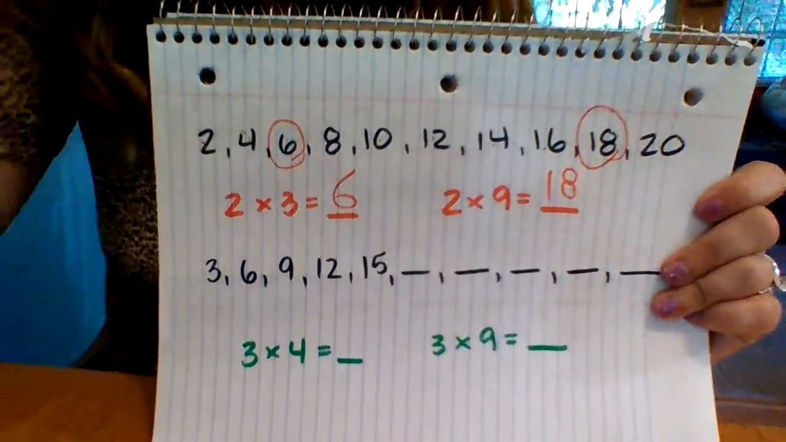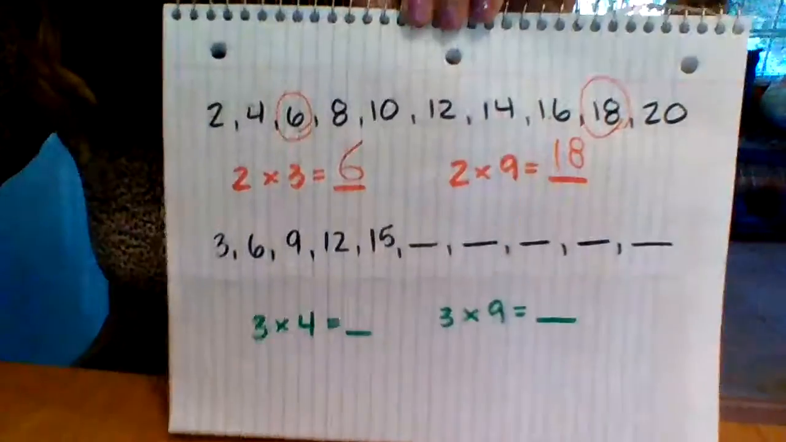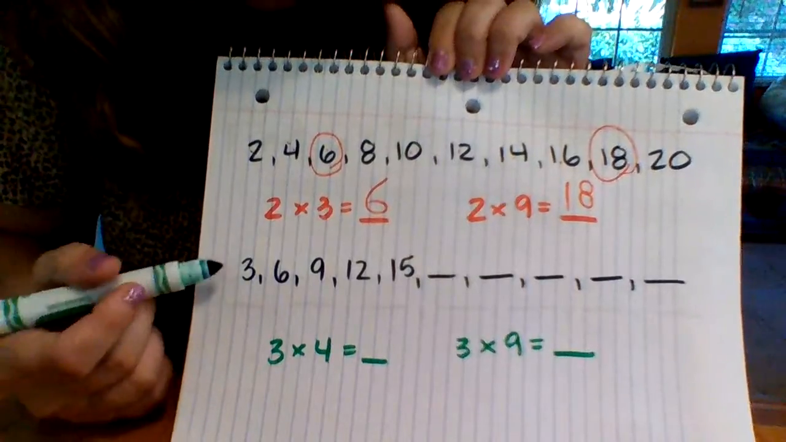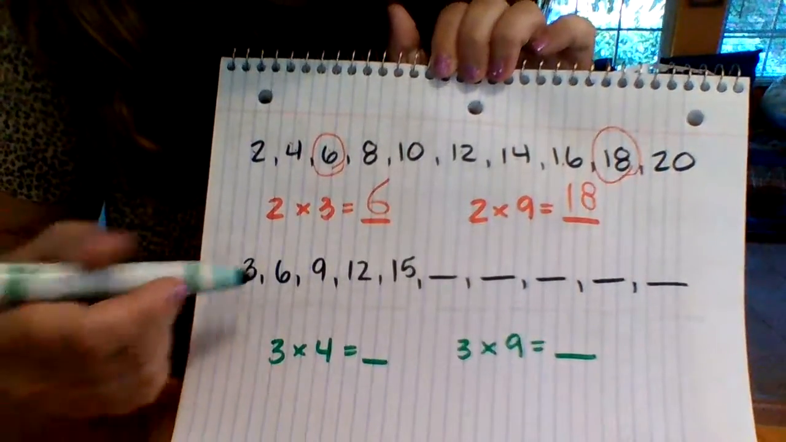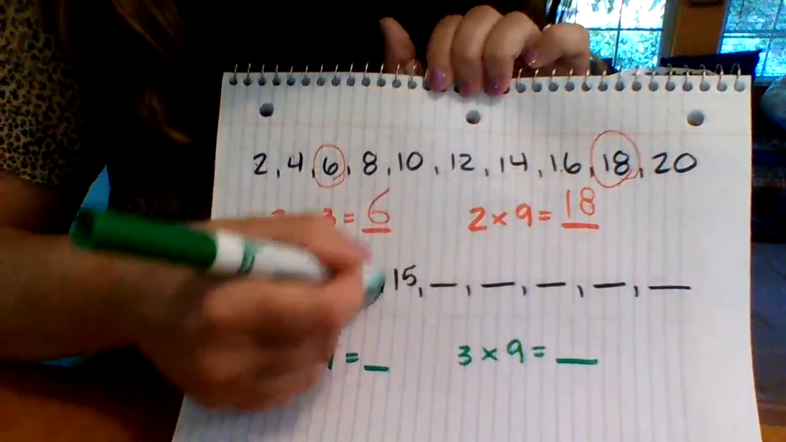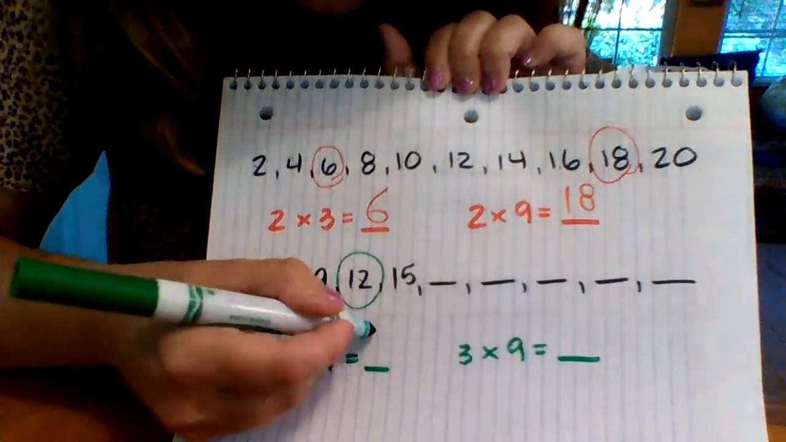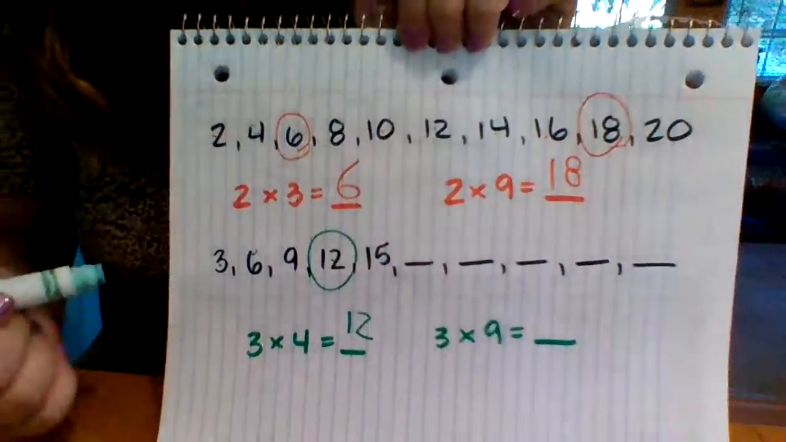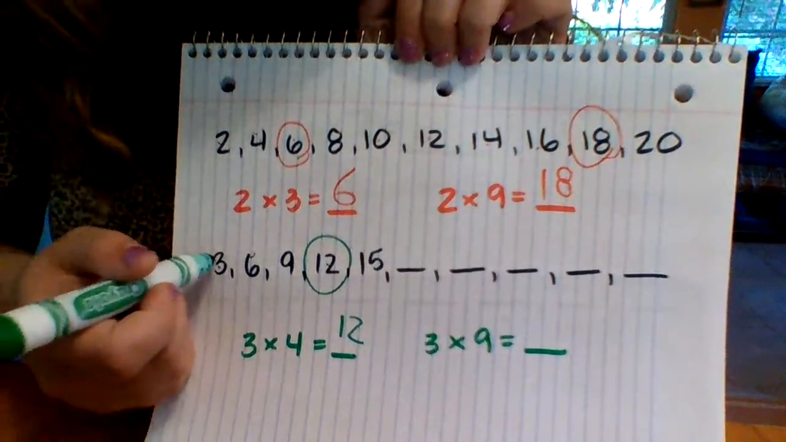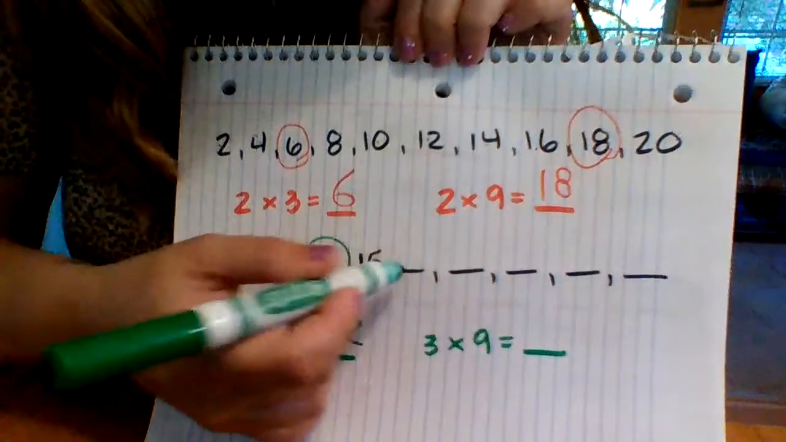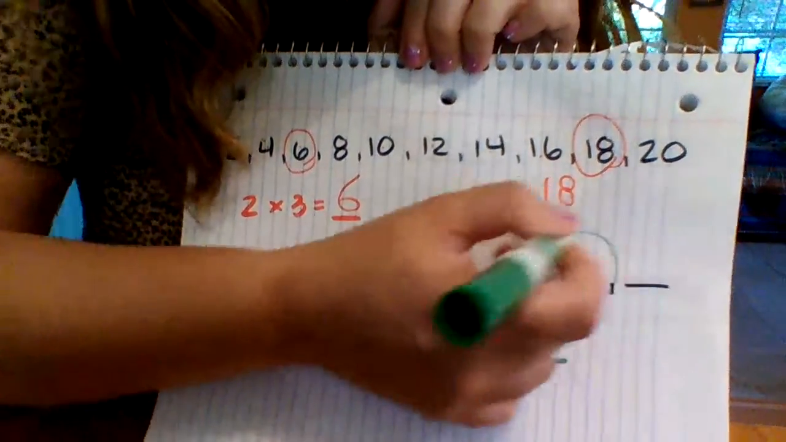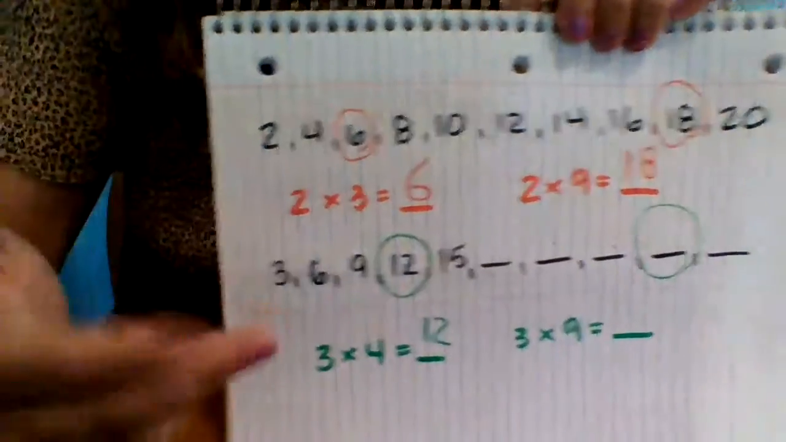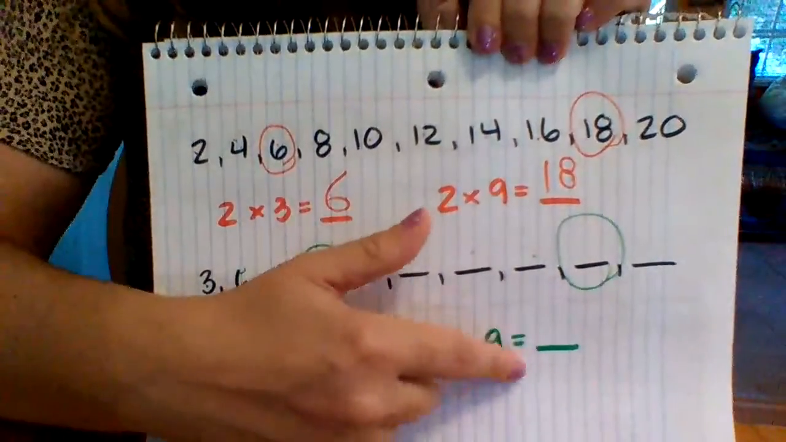Okay? If we want to find 3 times 4 by using skip counting, we start skip counting by 3 and we count 1, 2, 3, 4. 3 times 4 is 12. Awesome. Now we want to find 3 times 9, but we didn't get that far yet, right? We only got 1, 2, 3, 4, 5, 6, 7, 8, 9. That is our missing friend. Let's use our fingers to skip count by 3s and find the answer to this problem.